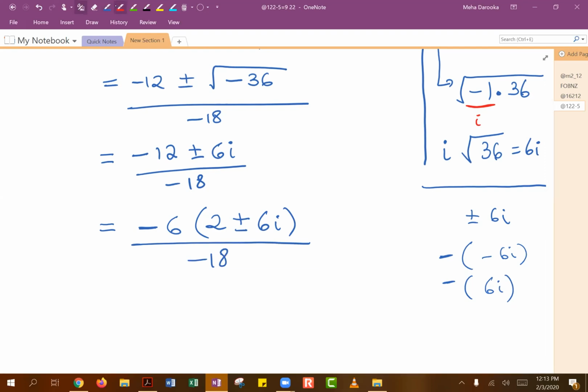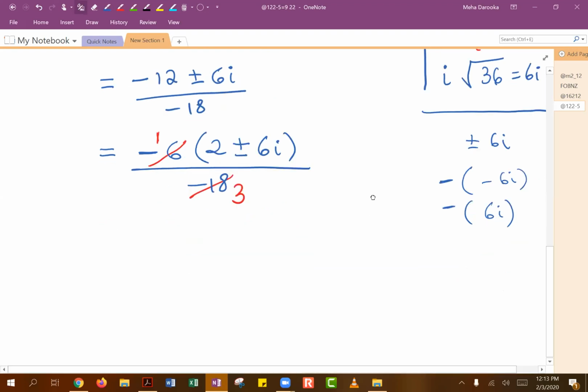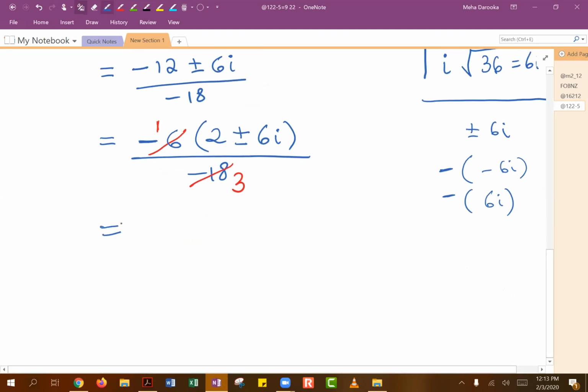If I want to reduce that negative 6 with negative 18, negative 6 goes into itself once. Negative 6 goes into negative 18, yeah, 3 times. So you are going to end up with a negative 6 has been canceled out. I'm left with 2 plus or minus 6i on the top and a 3 on the bottom. So it's literally about cleaning up our fraction.